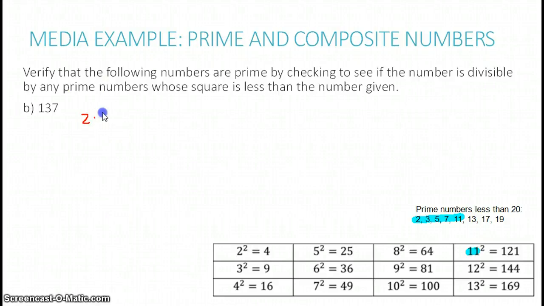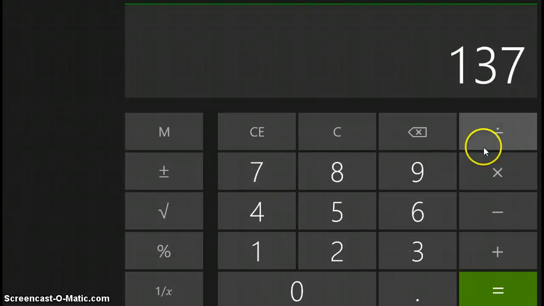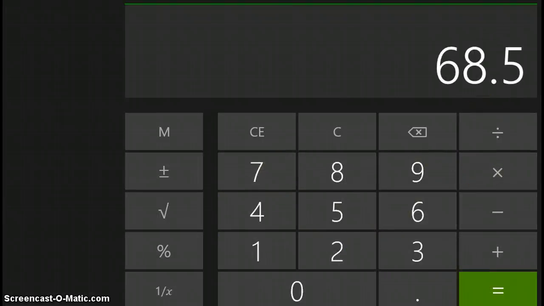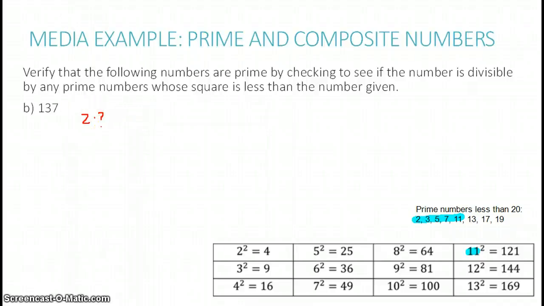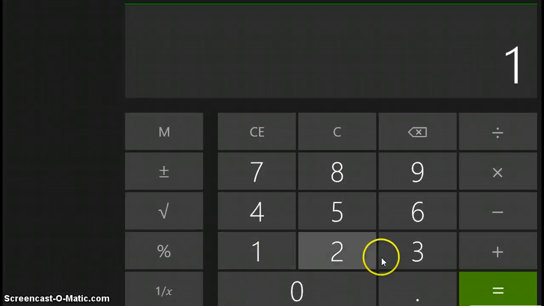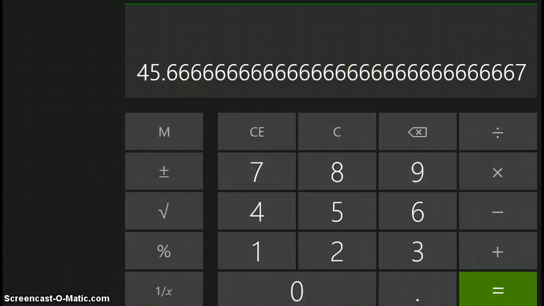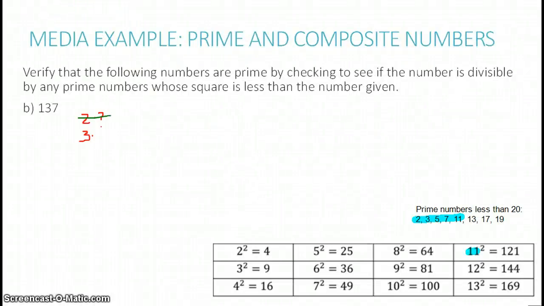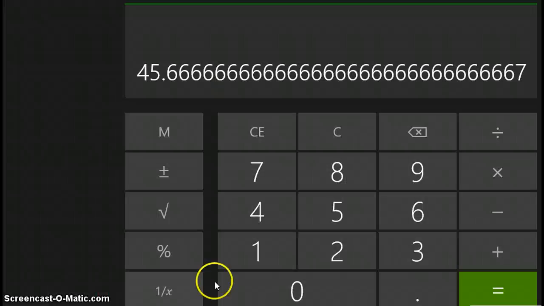2. So put a 2 and a question mark. 137 isn't even, so it's not going to be divisible by 2, but we can check it anyway, and our answer is no. Is 3 a factor of 137? Well, let's divide 137 by 3. There's a decimal, which means there's a remainder, so 137 is not divisible by 3. Now we don't need to check 4, we need to check 5, because 5 is prime and 4 is not.